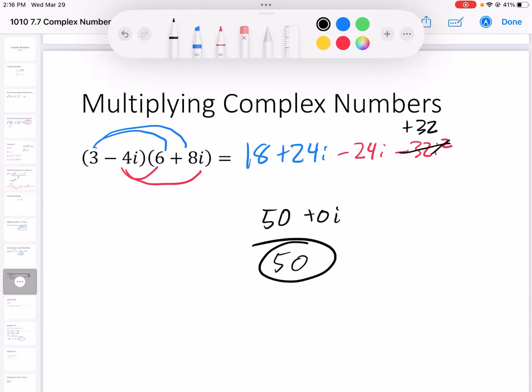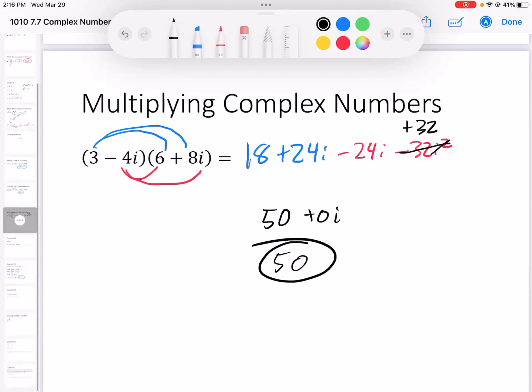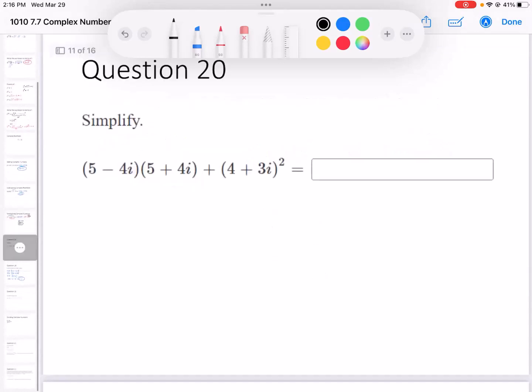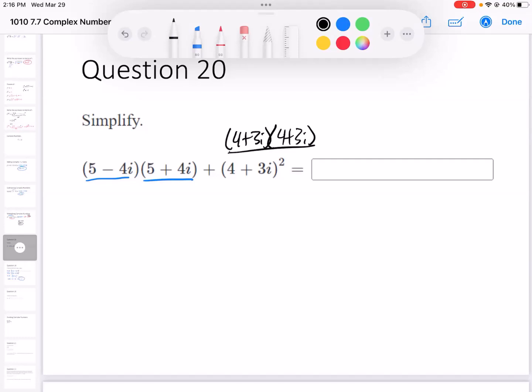Okay. So on your homework, I'm just going to skim through a couple questions. You'll have some questions like this. This is question 20, where you'll need to multiply two complex numbers together. And then you'll also need to square two complex numbers. So you would want to write this out as 4 plus 3i times 4 plus 3i, and you would FOIL this out and FOIL this out, and then add the results together.